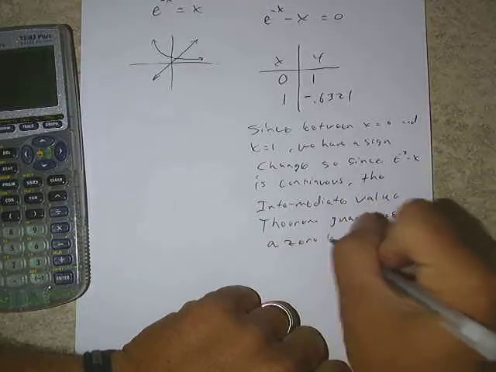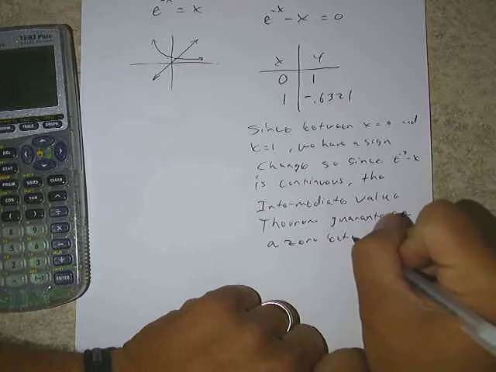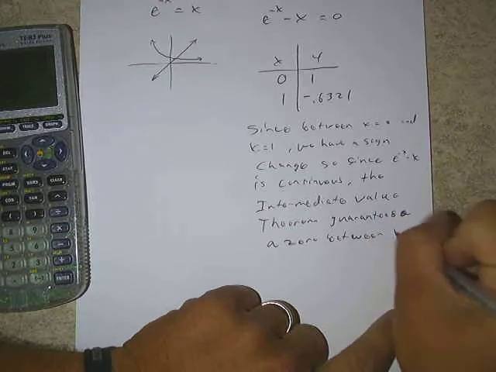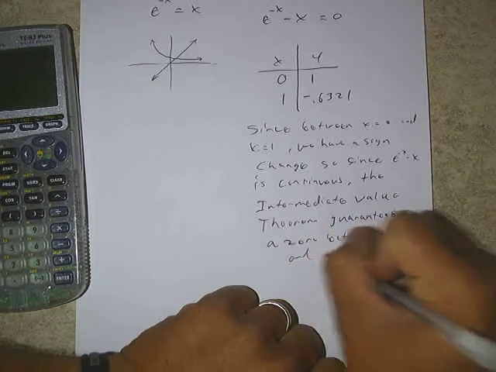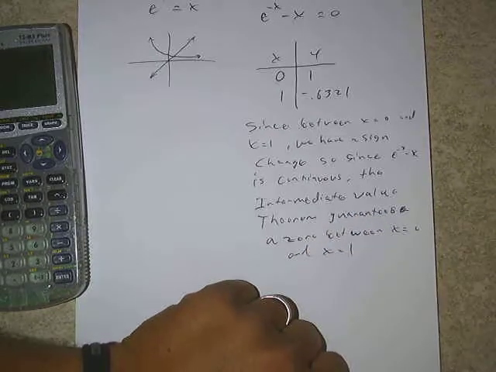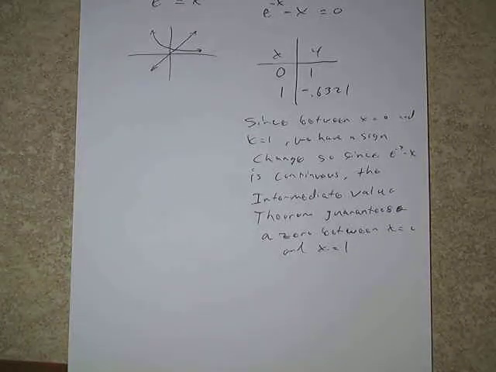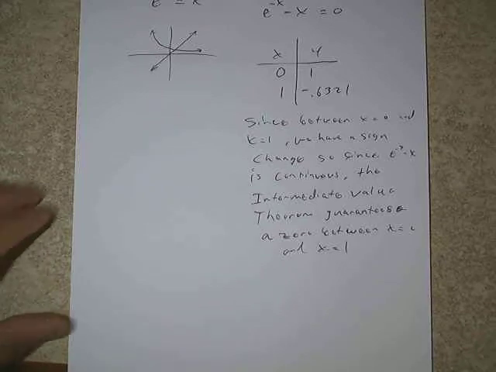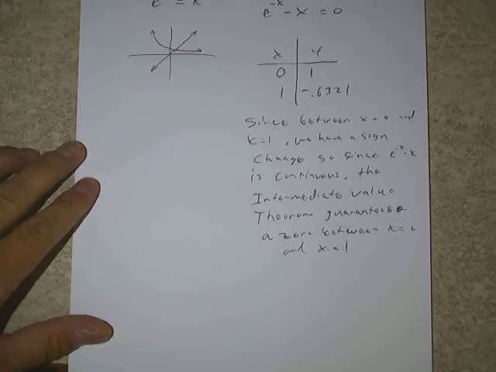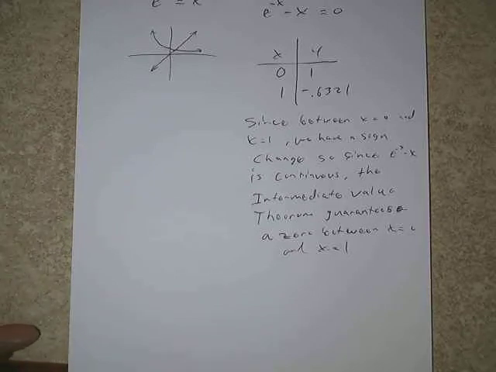So we can say since between x equals 0 and x equals 1, we have a sign change. And what can I say after that? Since we have, between x equals 0 and x equals 1, a sign change, what must have happened? There has to be a 0 between there.